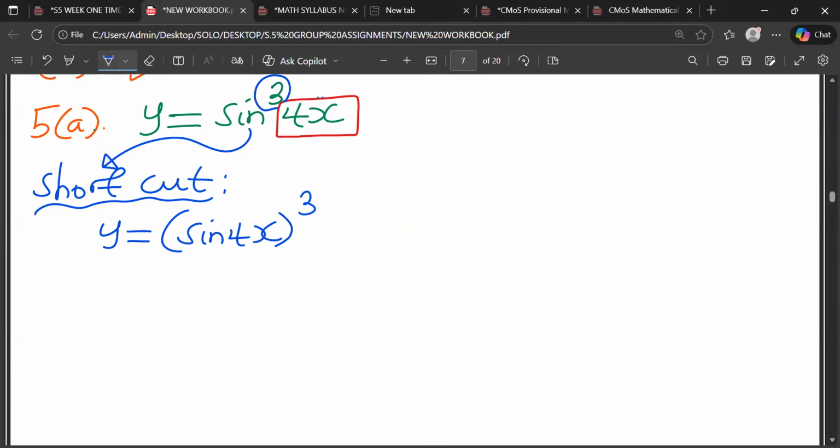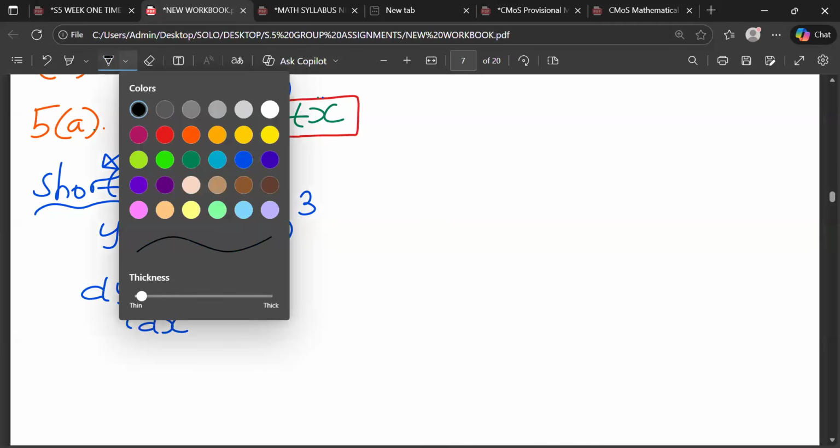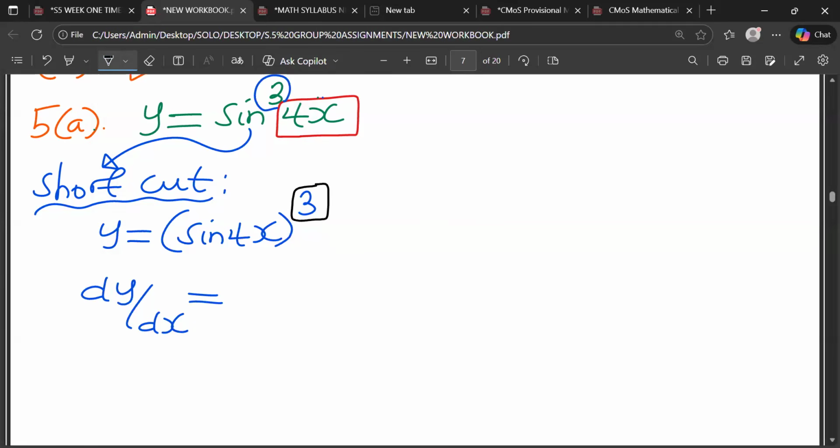So I'll come and say dy dx. What am I supposed to do? According to the rule of shortcuts, I'm supposed to get this 3 and do what? Drop. So I'll drop. After dropping it, I'm supposed to bring back the sine of 4x. Are you listening? But I bring it back with the reduced power.